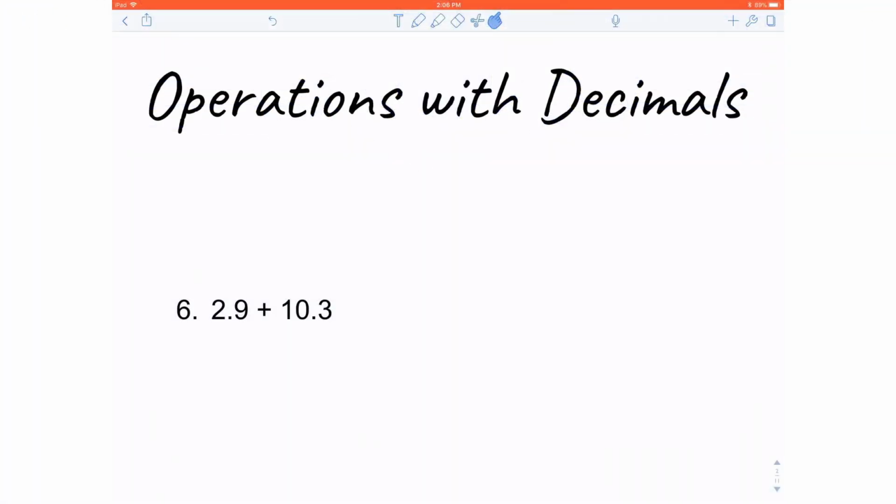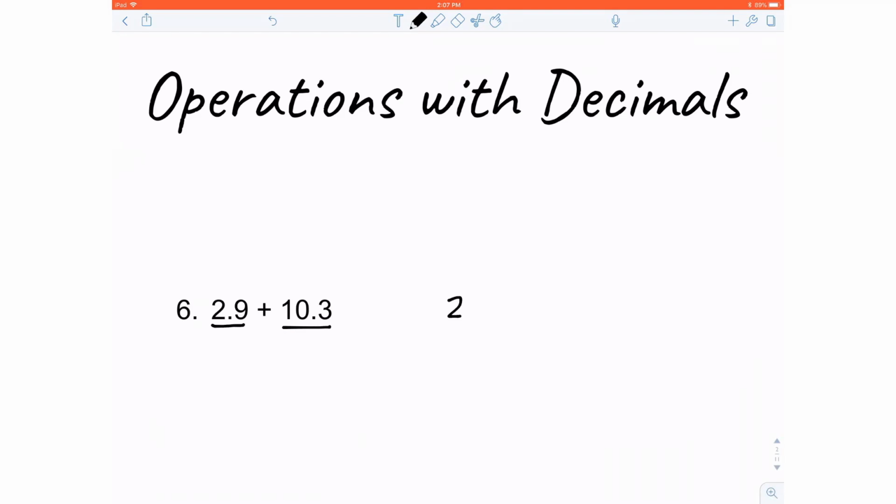So, operations with decimals have different rules, and the rules change depending on whether you're doing adding and subtracting or multiplication and division. The rules are the same for adding and subtracting, which means what you need to do is line up the decimal. Here, this 6 dot is just the question number, so ignore that, but we're focusing on 2.9 plus 10.3. So what is that going to look like?